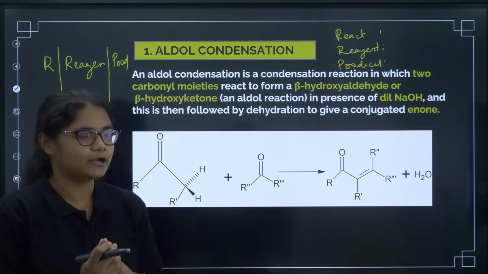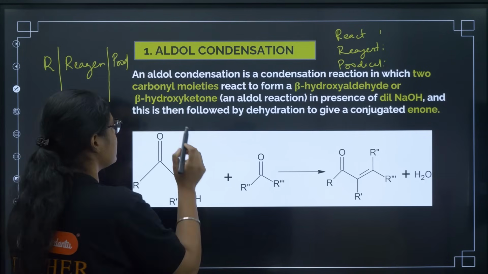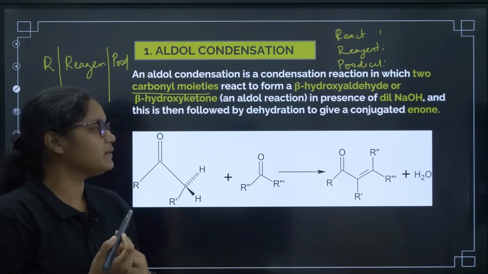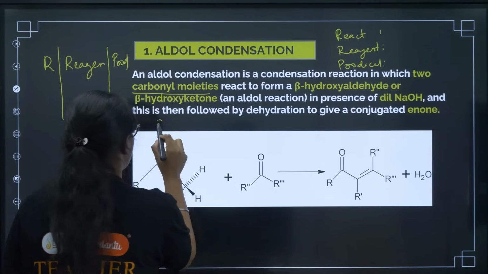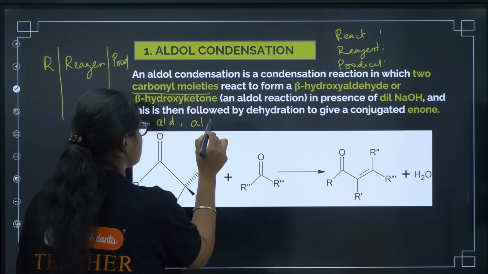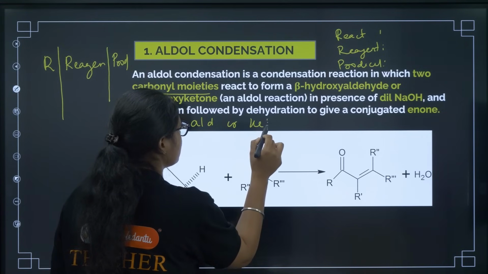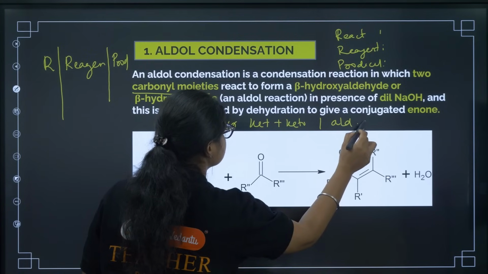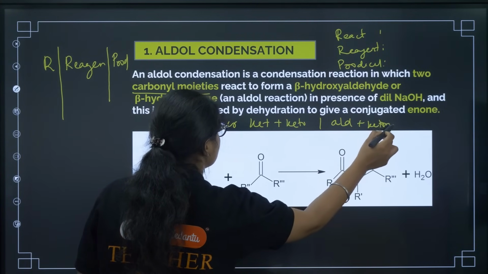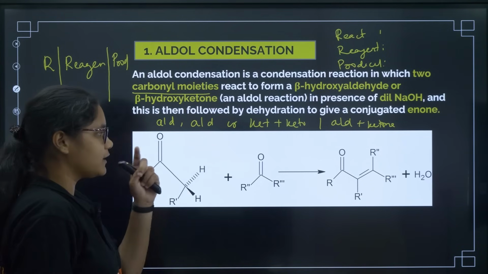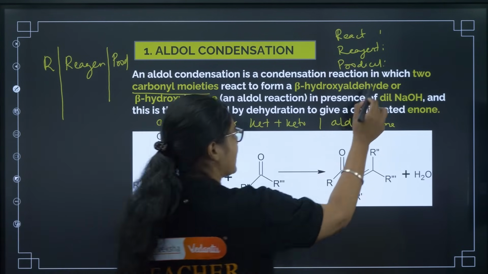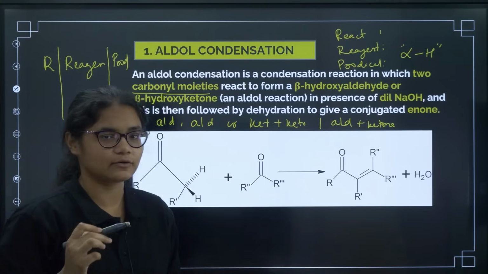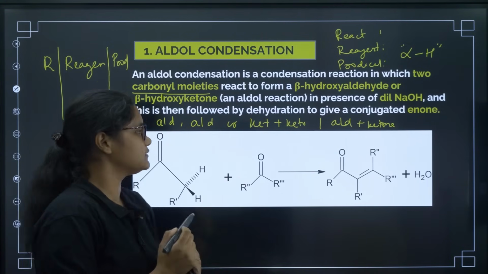So coming to the first, aldol condensation, here the reactants are 2 carbonyl moieties. This can be 2 aldehydes, or 2 ketones, or an aldehyde plus a ketone, anything can happen. Another condition here is that we should have one alpha hydrogen. You mention that here as a special condition. So presence of alpha hydrogen is required.